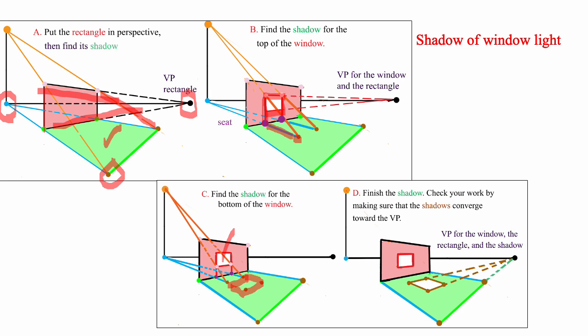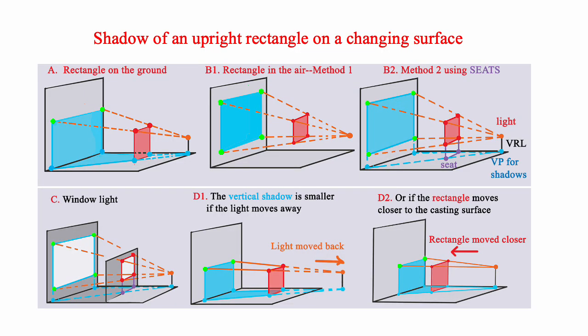And to check your work, these lines should all go toward the same vanishing point, while these lines go to the vanishing point for shadows. This rectangle is on the ground, so we can send shadow lines through its base, and when it reaches the wall, it goes vertically up, following the vertical casting pole, not because the wall is vertical.